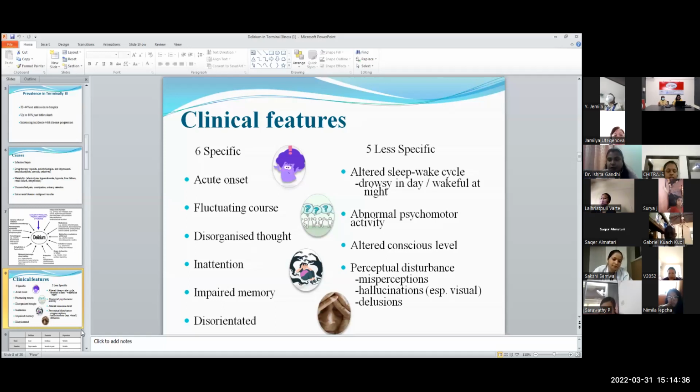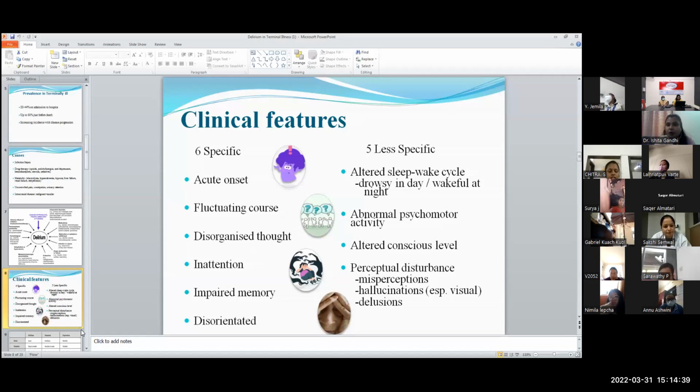And we know all this from the definition. Now, the less specific clinical features are altered sleep-wake cycle. That is, the patient is generally drowsy during the day or sleeps the entire day and is awake the entire night. There might be abnormal psychomotor activity, altered consciousness levels, and perceptual disturbances like hallucinations, auditory or visual, especially visual, or delusions. Very important for us to recognize these clinical features.